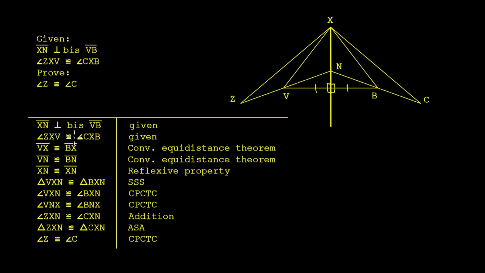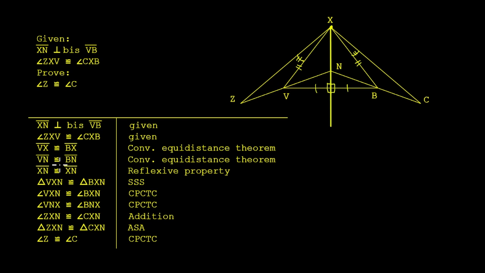Angle ZXV is congruent to angle CXB, given. Angle ZXV right there is congruent to angle CXB over here. Next, VX is congruent to BX, converse of the equidistance theorem. Since X is on the perpendicular bisector of VB, it is equidistant from V and from B.